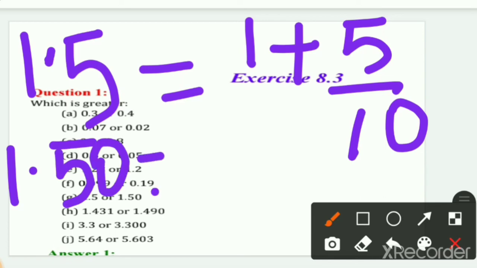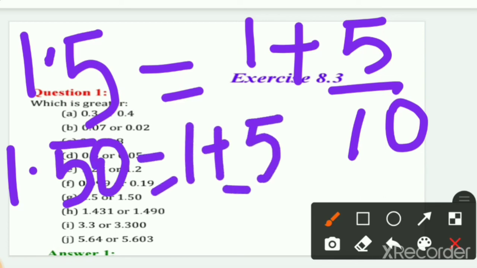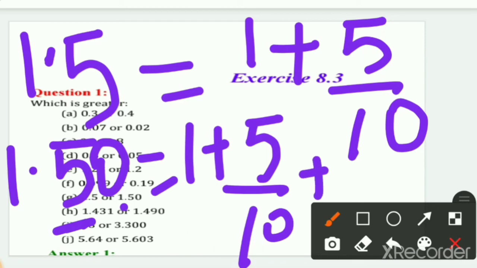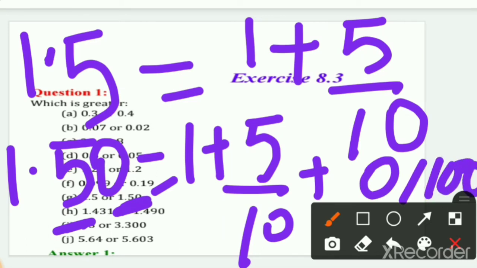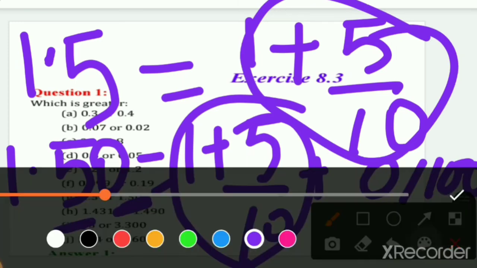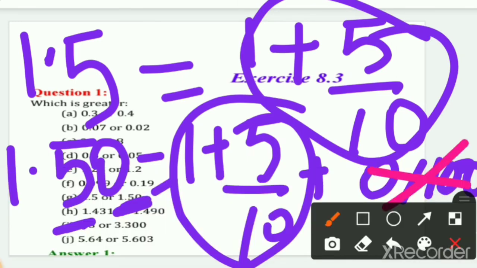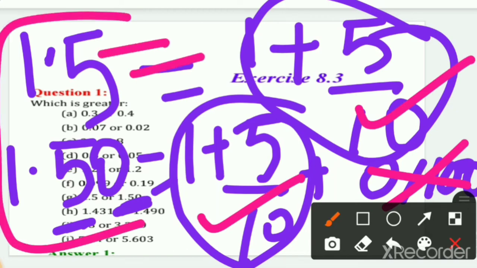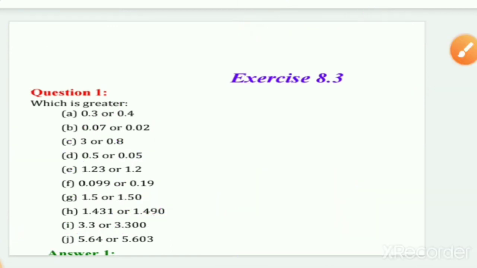1.50 will be the same: 1 plus 5 upon 10, because this is the 10th place, so we divide by 10, plus this is the 100th place, this is 0, and 0 will be divided by 100. If 0 is divided by 100, what will come? 0 only. So this is the same and this is the same. No need of this. The answer is also the same for both the numbers. 1.5 is equal to 1.50. Okay.